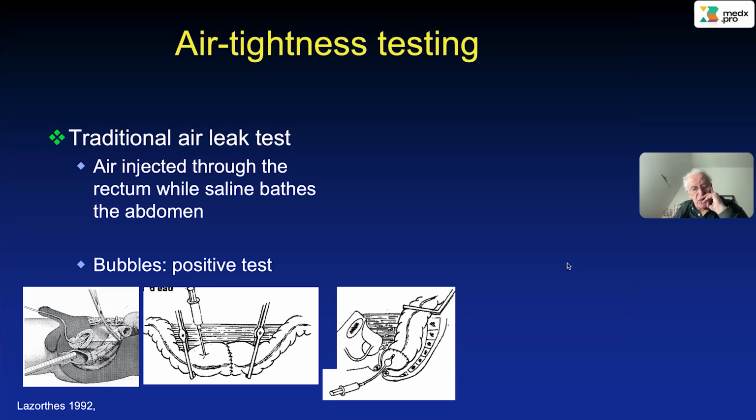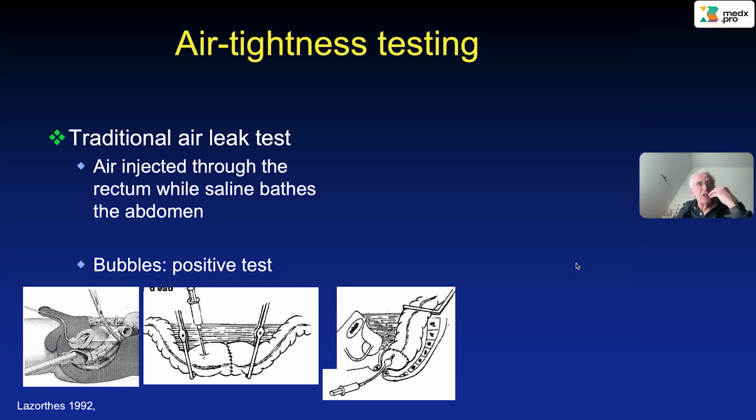You have to use air. The reason is that when you use blue, if you have a leak and you do try to repair it, and then you redo the test, you don't know if the blue is coming from the first test or from the second test. So whether it's an intra-abdominal or a colorectal anastomosis, I always test for air tightness.